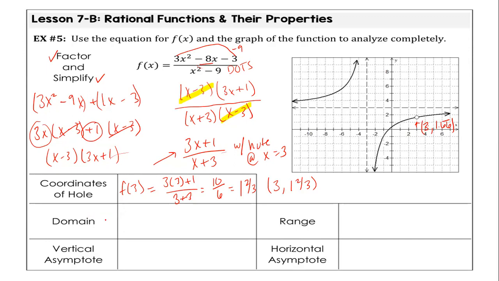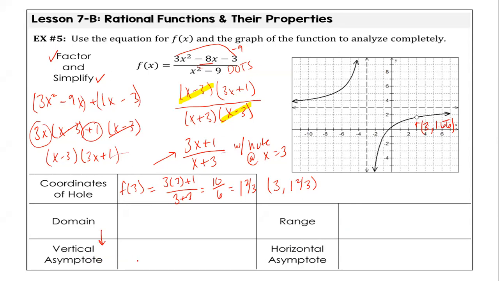All right, so now our domain. Our domain is based off of our restrictions in our graph. So we're going to identify restrictions by stating our asymptotes, same for our range. We already know we have a hole, but now we have to state our asymptotes.